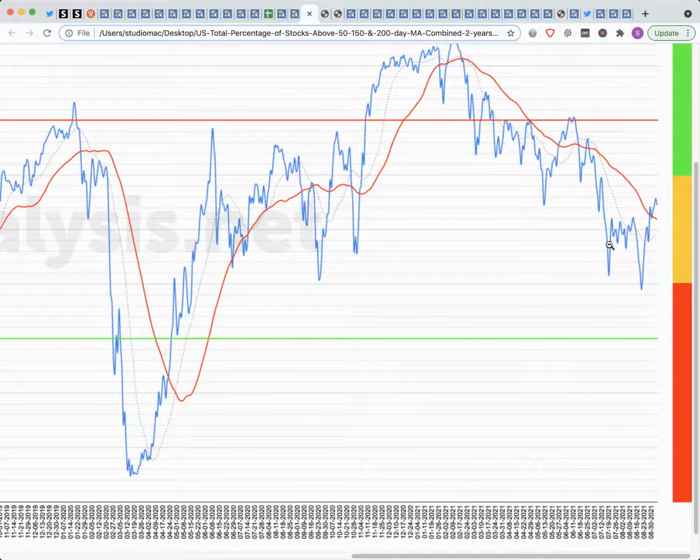So a difficult environment doesn't necessarily mean get short, but it does mean get the hell out of growth stocks, as they're incredibly difficult to trade during this period. Versus once you're back above this 50-day moving average and the 20-day moving average, we're back in a positive environment again.